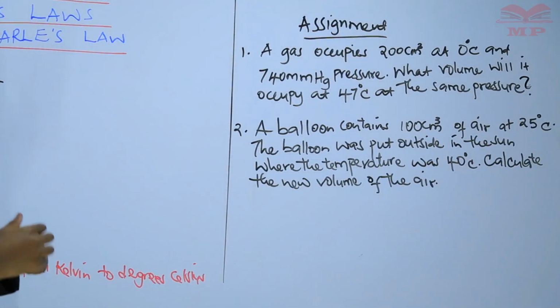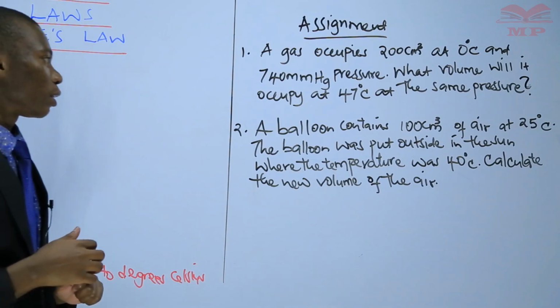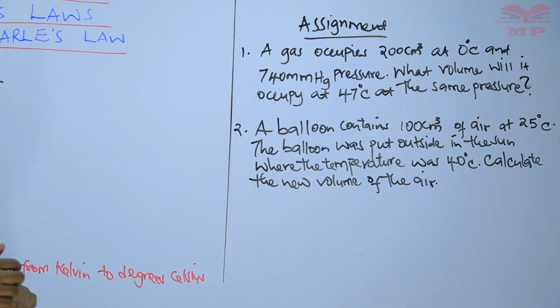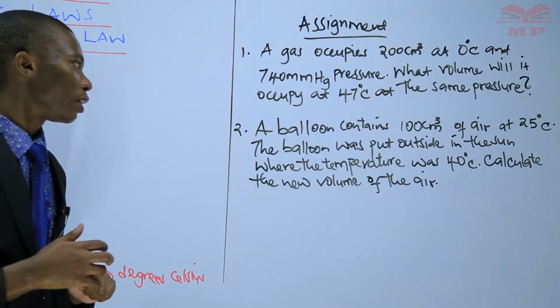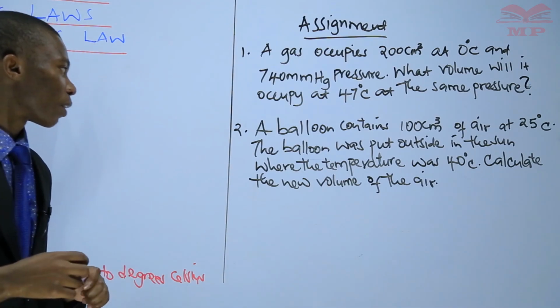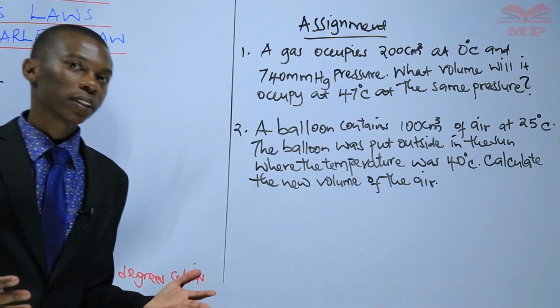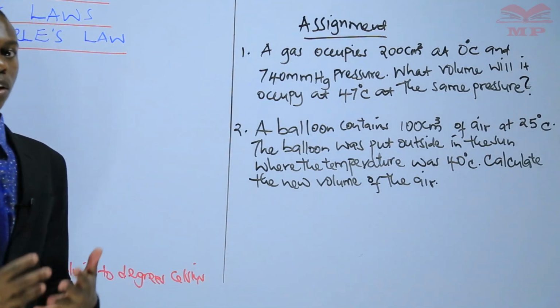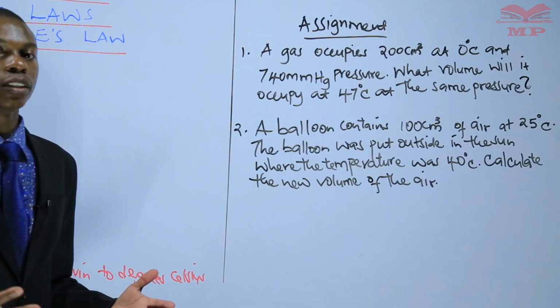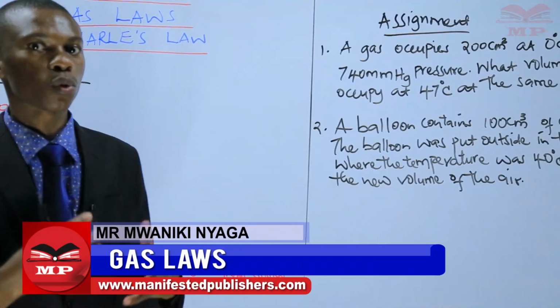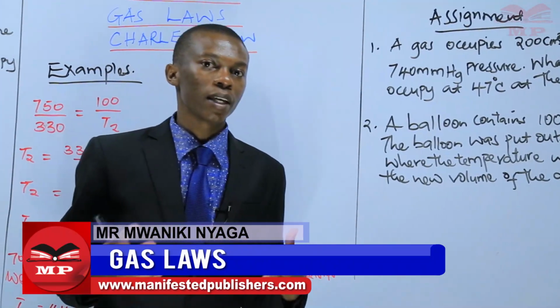Second, a balloon contains 100 centimeters cubed of air at 25 degrees Celsius. The balloon was put outside in the sun where the temperature was 40 degrees Celsius. Calculate the new volume of the air. Attempt those two questions, do them right. Always remember to convert the temperature into Kelvin. Then in the next lesson, we'll go through those questions to see whether you've done them in the correct way.